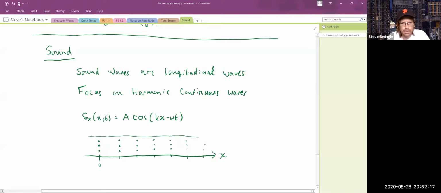All right, so let's say this is lambda here. And so this is cosine kx. So the idea is that this is at say t equals 0. And so what you would see is that these particles are shifted forward to right here. And that distance they're shifted forward is A, right?